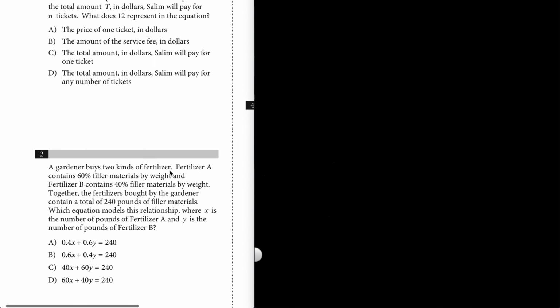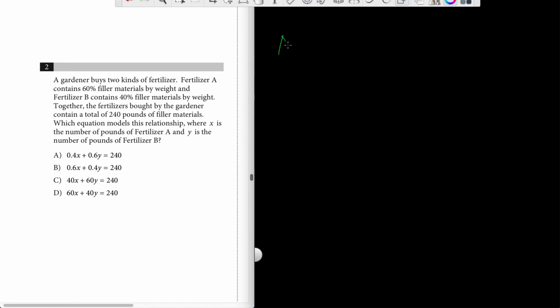So it looks like they started off with pretty wordy problems. The gardener buys 2 kinds of fertilizer. Fertilizer A contains 60% filler material by weight. So let's write that out. We have A, which has 60%, and B, which has 40%. So A, we'll say 0.6, and B, 0.4. Together, the fertilizers bought by the gardener contained a total of 240 pounds of filler materials. So 240 pounds of filler materials.